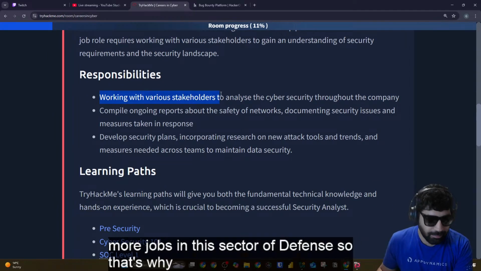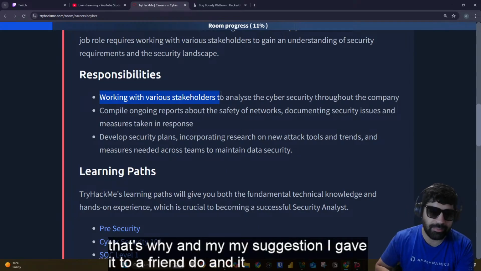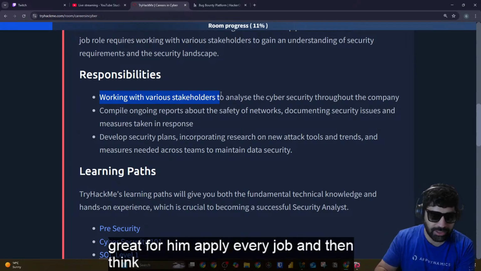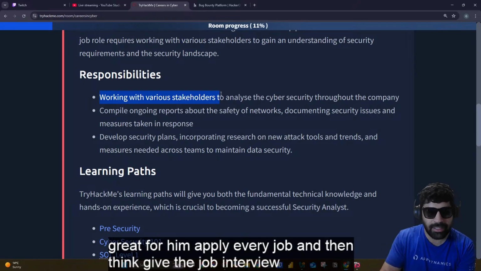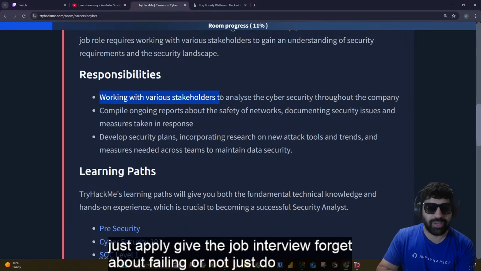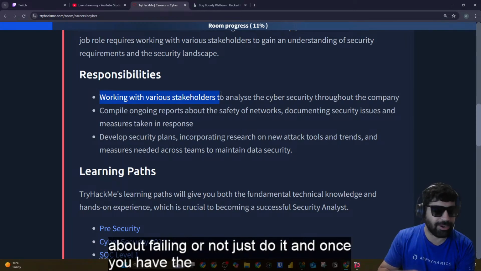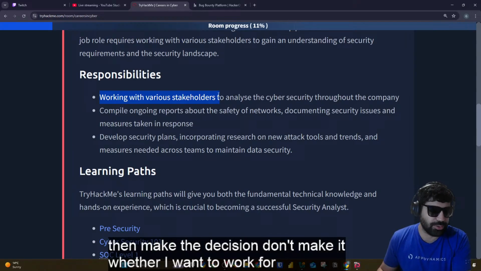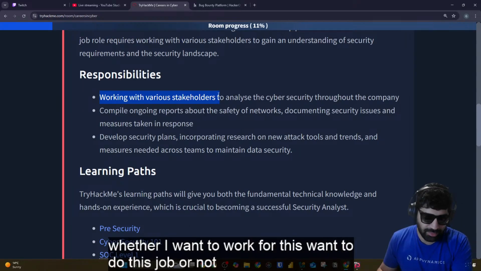So that's why. And my suggestion, which I gave to a friend too, and it worked great for him: apply to every job, and then think. Give the job interview. Just apply. Forget about failing or not. Just do it. And once you have the job offer, then make the decision. Don't decide whether you want to do this job before even going for the interview.